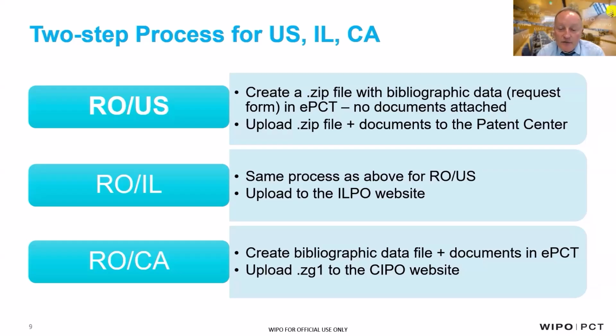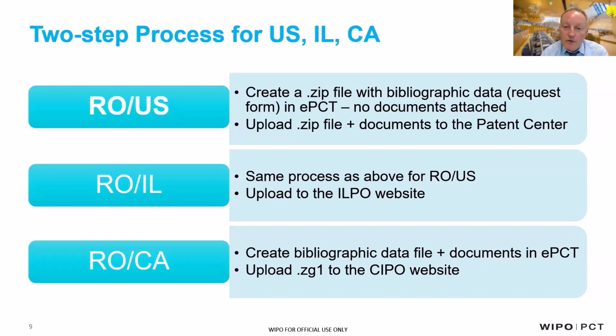For RO/CA, Canada, it's different. You will enter all the bibliographic data in ePCT. You will also attach the documents in ePCT, and then you will create a .zg1 file that you will upload afterwards to the CIPO website. So that's why we have 88 offices with which you will file your application directly, meaning that you enter the data and upload the documents in ePCT and transmit your package to the receiving office server.